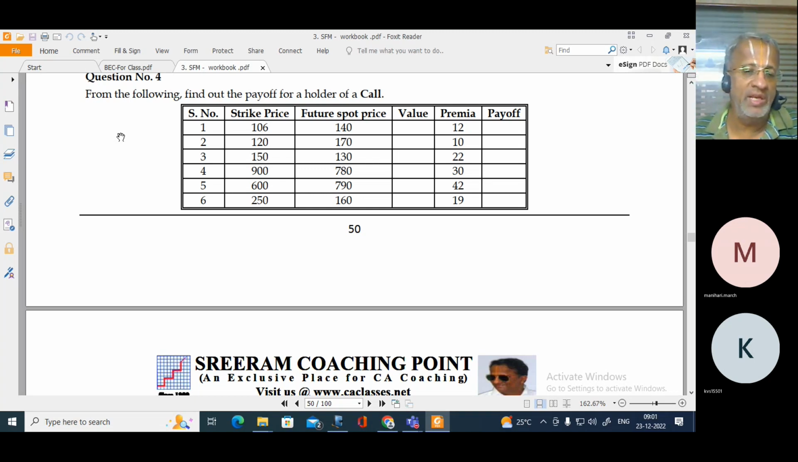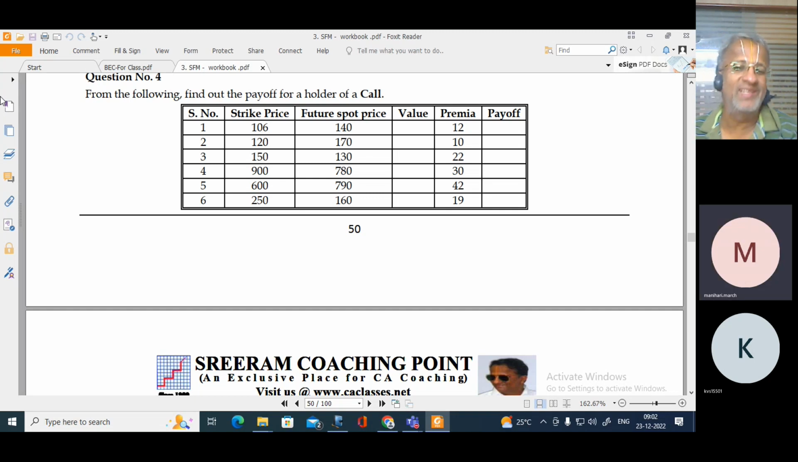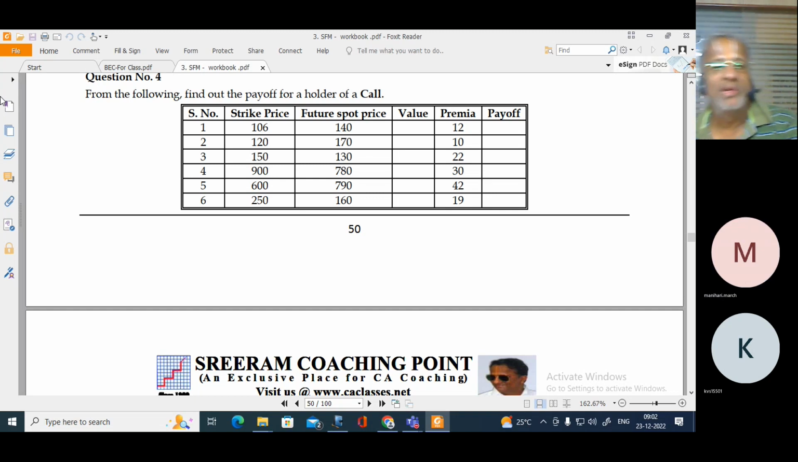600 and 790, yes, 190 profit I will be making. I will exercise, 190 minus 42, 148. The next, item number 6, 250, 160. Value is going to be loss. So therefore, I will not exercise at all. 0, 19 is the premium and payoff is going to be minus 19. Matter over.